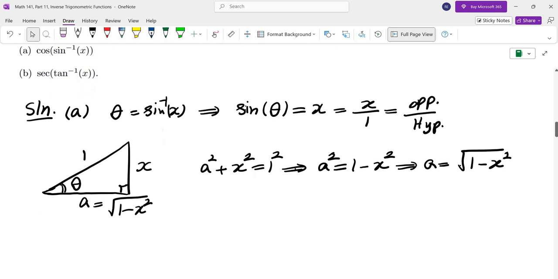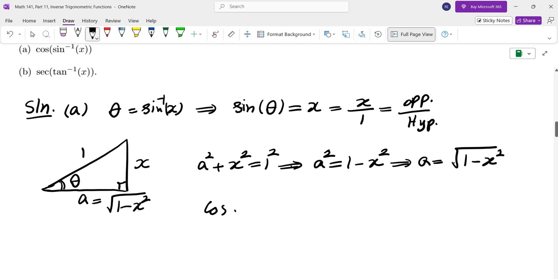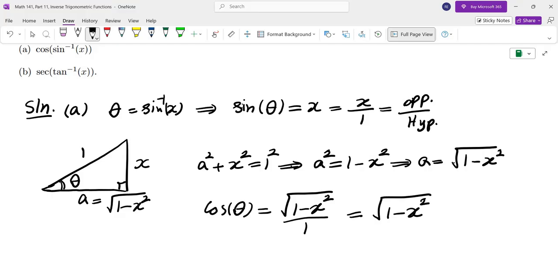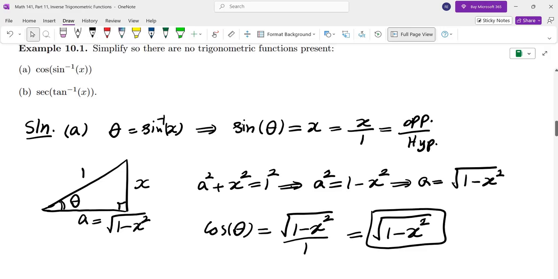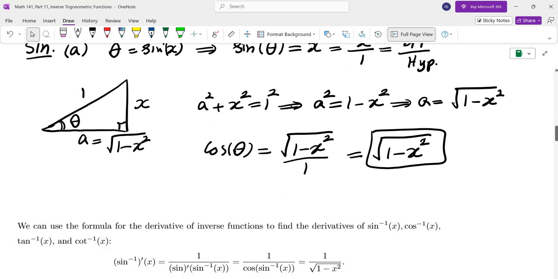And we are asked to find cosine of this. So cosine of this theta becomes adjacent, which is root 1 minus x squared over 1. So the answer is in fact root 1 minus x squared. So that's cosine of sine inverse of x.